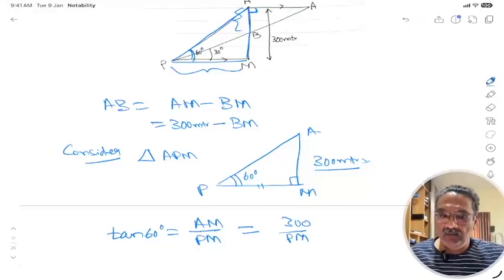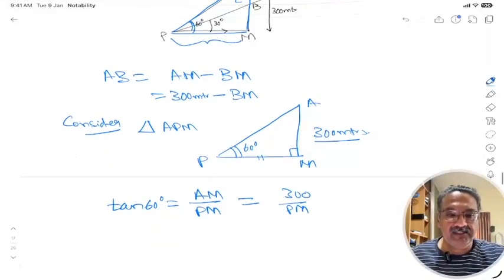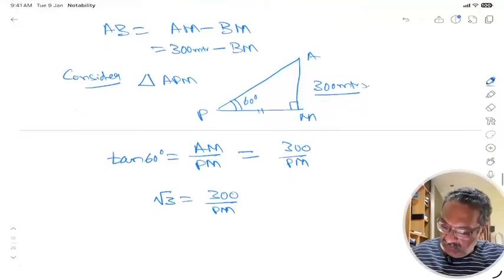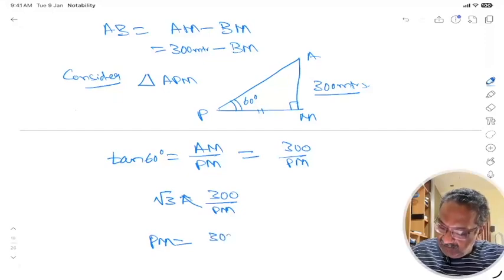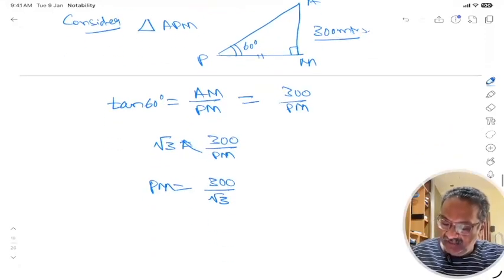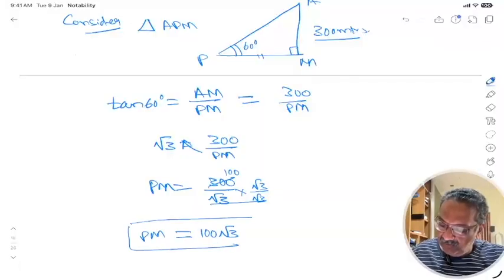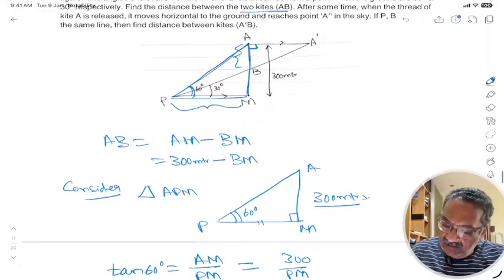PM. Alright, now what is tan of 60 degree? Tan of 60 degree is nothing but root 3. So root 3 is equal to 300 by PM. So PM will be equal to, on cross multiplying, 300 by root 3, or I can multiply this by root 3 by root 3. So this becomes 3, 3 ones are 300. So PM will be 100 into root 3. Now in this diagram I got PM as 100 root 3.